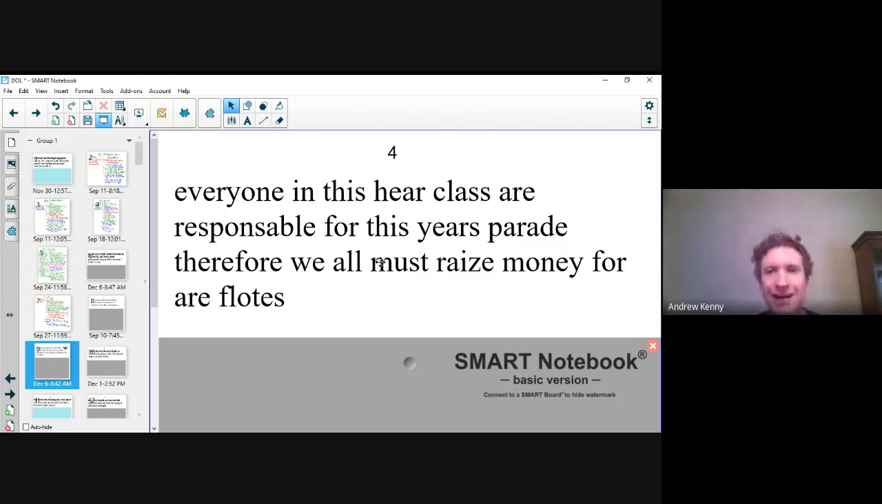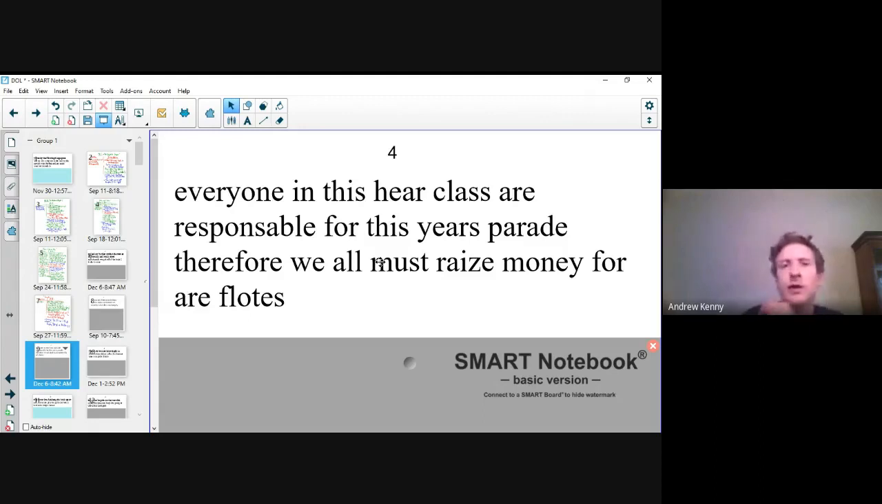So let's take a look. Let's read it out loud and find out where that period should go, or the semicolon. Everyone in this here class are responsible for this year's parade. Therefore, we all must raise money for our floats. Okay, I think I got it, but let's read it out loud one more time. Everyone in this here class are responsible for this year's parade. Therefore, we all must raise money for our floats.